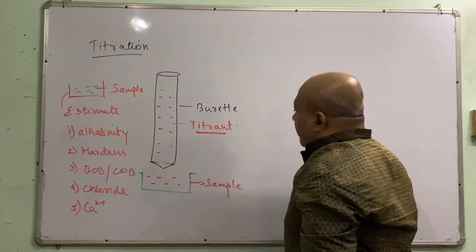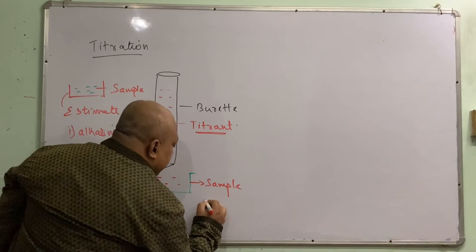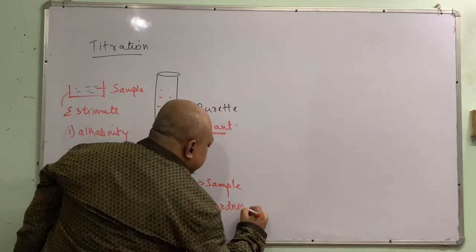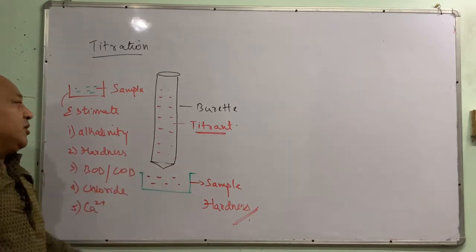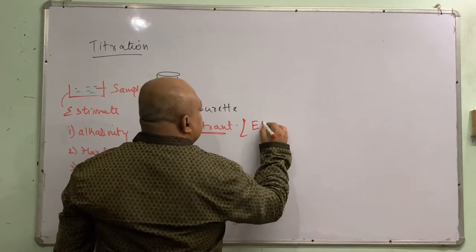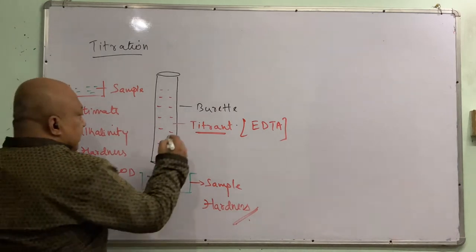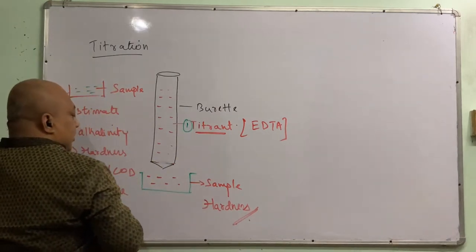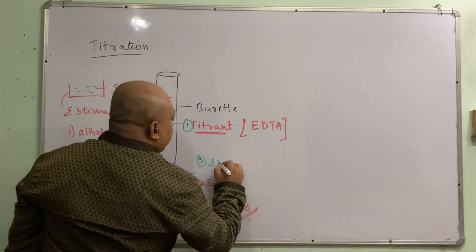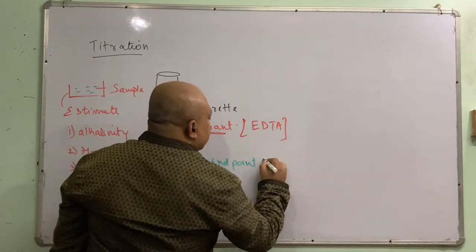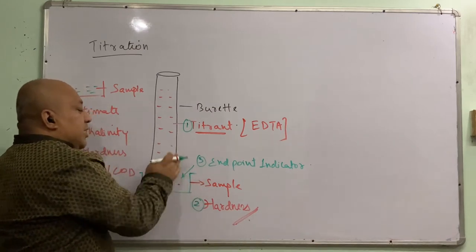Let me give you an example. We are going to find hardness. To estimate the hardness in the sample, the titrant used is EDTA. There are three things required. Number one, what is the titrant required? Number two, what is the sample? And number three, what is the endpoint? The endpoint is shown by an indicator, to check that the reaction is complete.